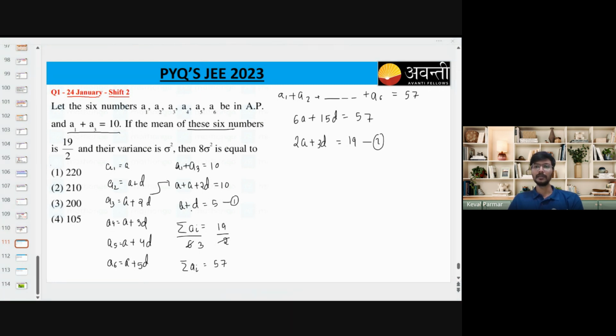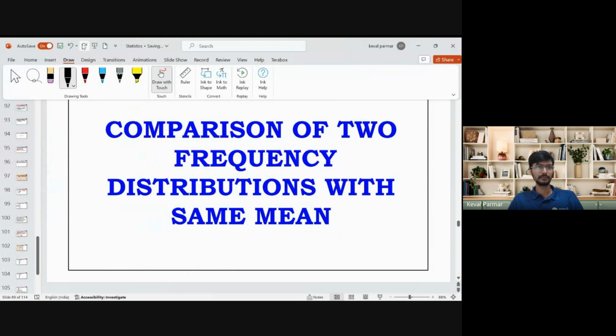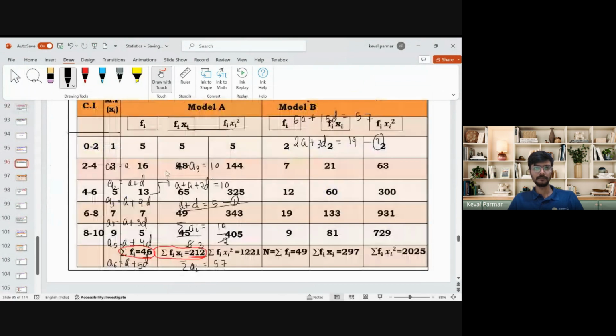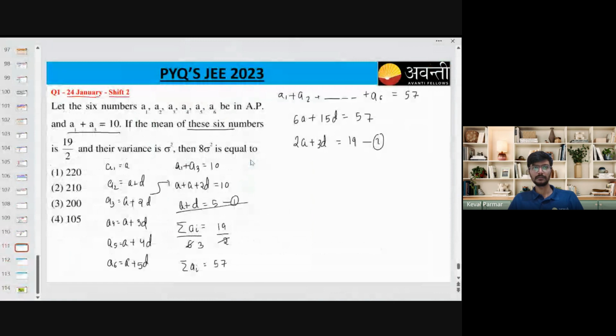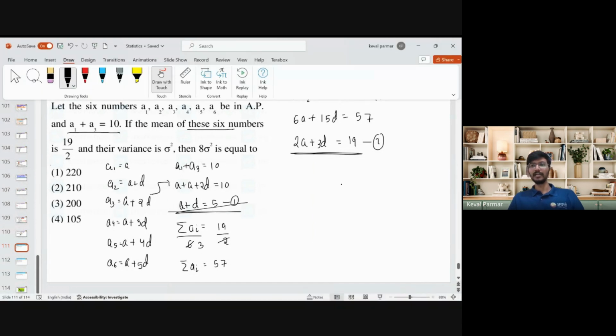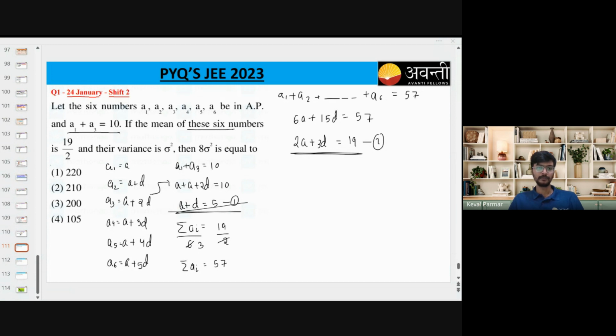Now, Bhaskar, it's your turn. Solve equation 1 and equation 2. Give me the value of A and D. I'm waiting for you. Bhaskar, can you hear me? Come on, guys. This is an 8th standard question. You should be able to do it in your mind only.